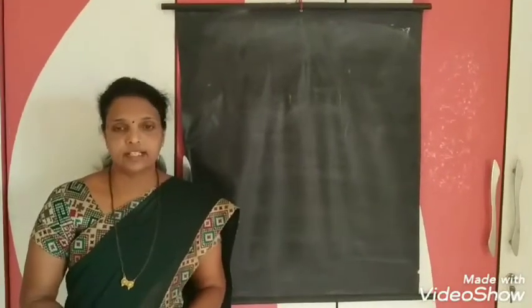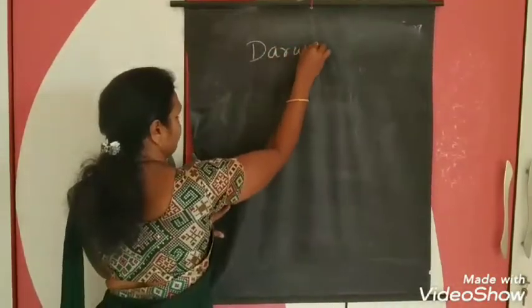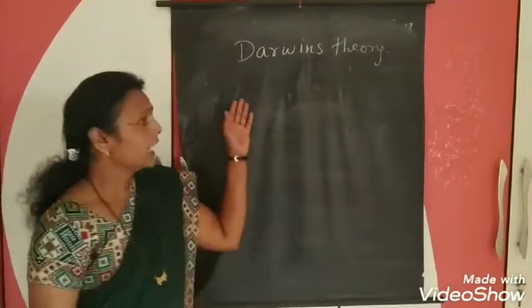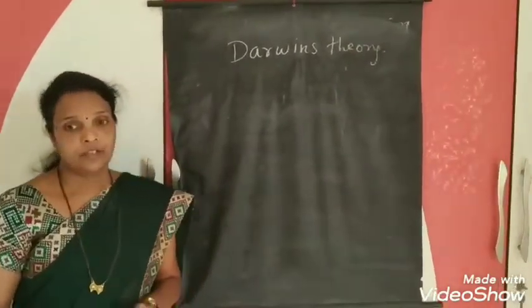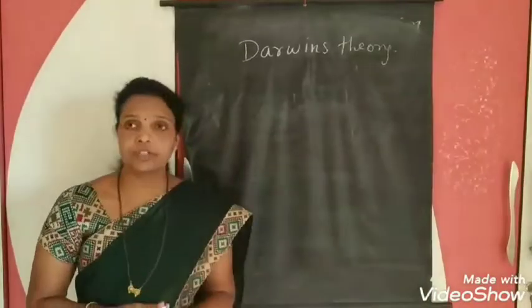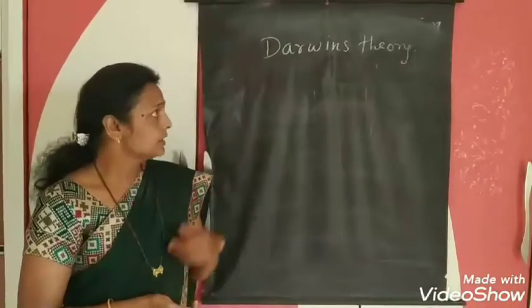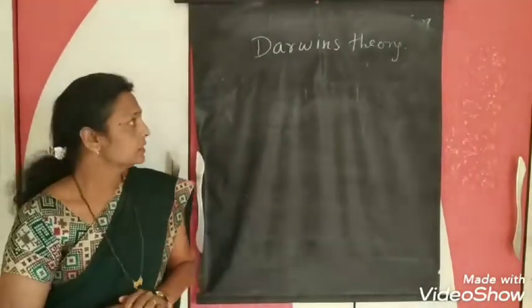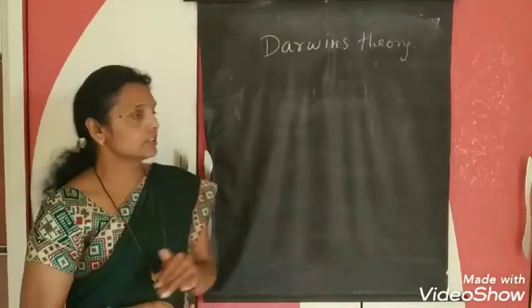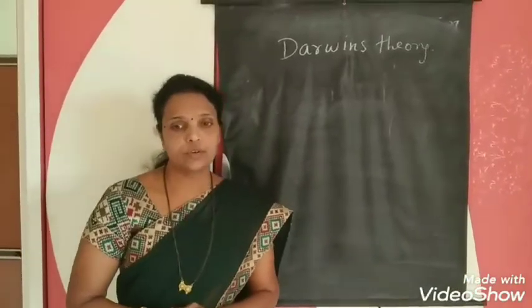Now the next point is Darwin's theory of natural selection. According to Darwin, he had proposed that some animals and plants which are growing on earth are showing a natural selection method. What is meant by natural selection? He published the theory of natural selection in his book, and the name of that book is Origin of Species.